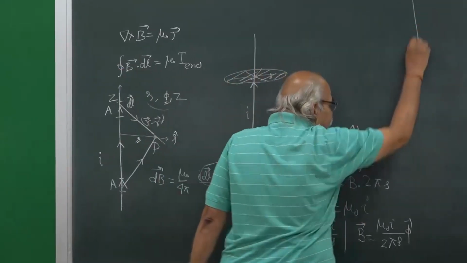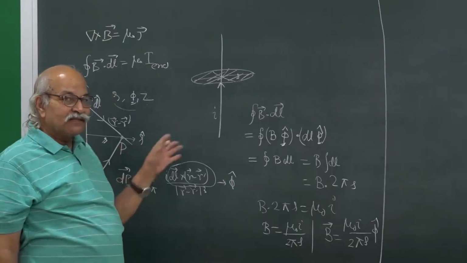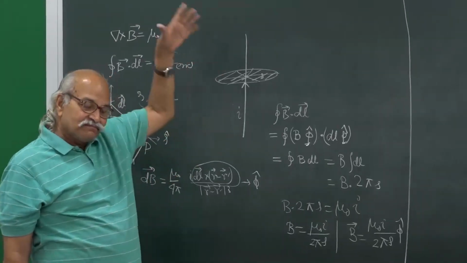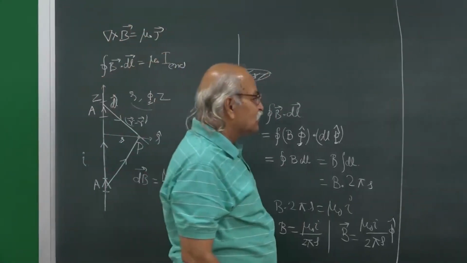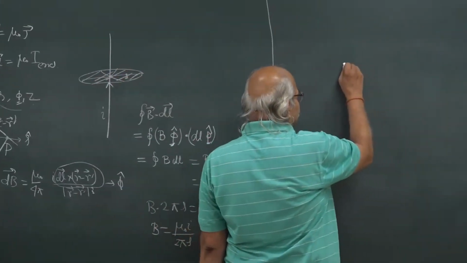Okay, so the integration has become very simple. That time we had all that 3 by 2 and all powers and all that. Now, next example I can take is of the surface current.